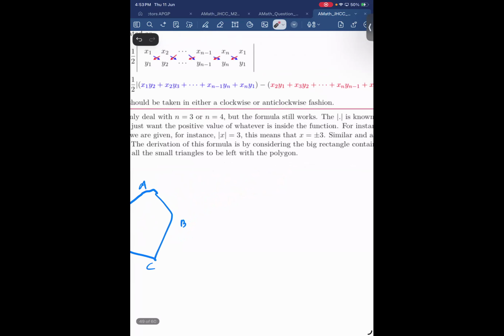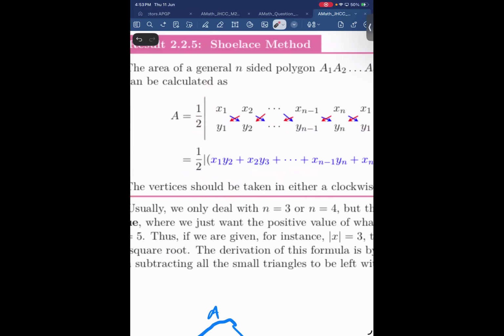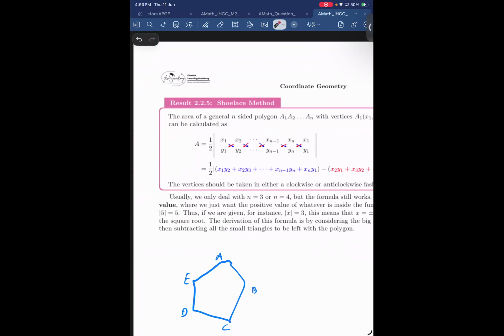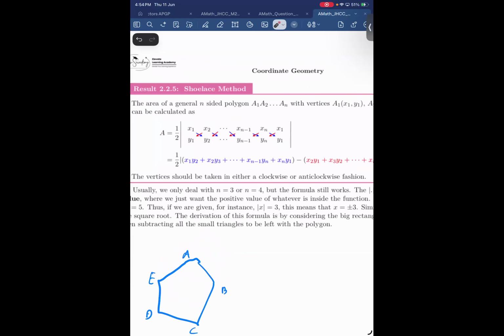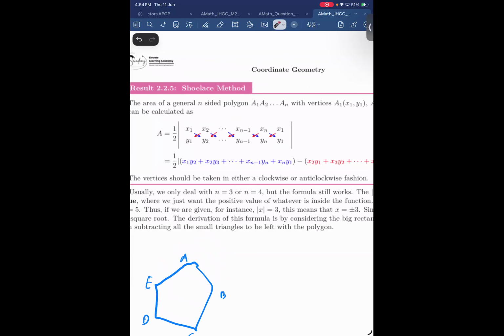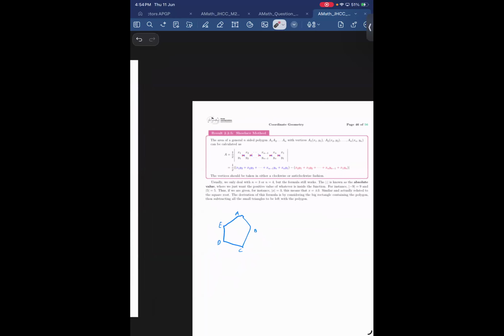So one more thing about this formula. Basically, this is the area of a polygon. Area can only be positive. So if somehow this gives you a negative answer, the absolute value basically converts it to positive. Let's say half of what's inside here is -100, then you convert it to 100. Okay, that's what it does.